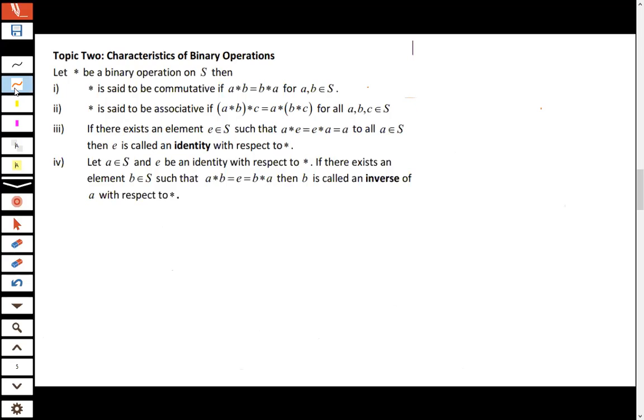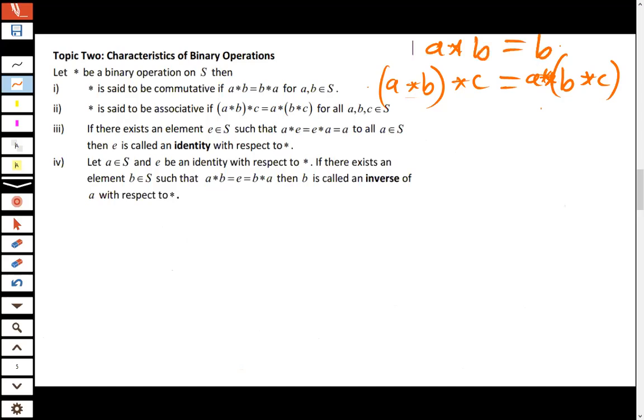I said for associative, you just have to find the left-hand side, which is given by (A star B) star C. And you also find the right-hand side, which is given by A star (B star C), like this. So this is how you prove associativity. Commutative is simply just A star B and then B star A. So commutative, associative.